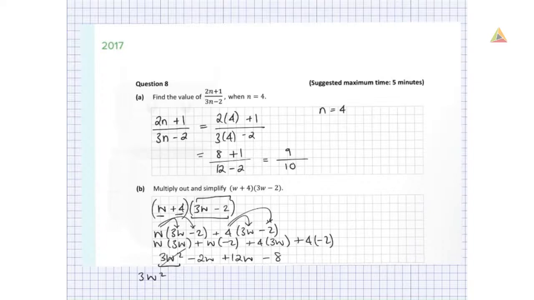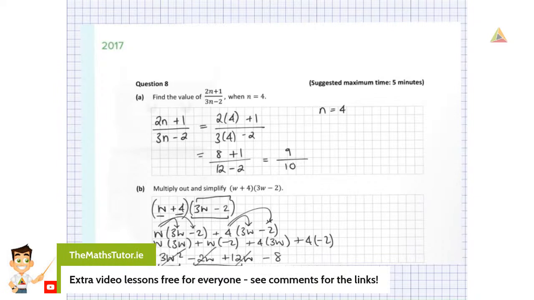Now, minus 2w plus 12w. So that's 12w take away 2w is going to give us 10w. So we've dealt with that now. Minus 8. And that's the answer. So that's your answer there. So I know that was a little bit trickier than the ones we've done. That's from the 2017 exam paper.